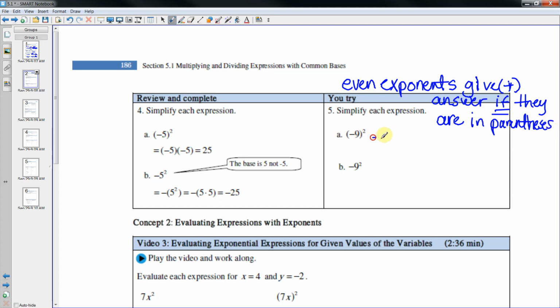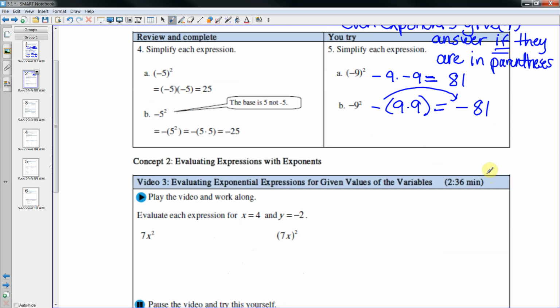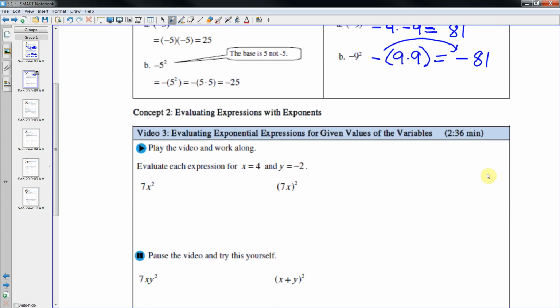Negative 9 squared would be negative 9 times negative 9. Well, that gives me positive 81. See, I have an even exponent with a negative on the inside. I get a positive answer. Negative on the outside means the opposite of 9 times 9, which is 81, but the negative carries to my answer, so it's negative 81. Alright, so don't let parentheses throw you off. Be sure you take your time when you're doing those on your homework.